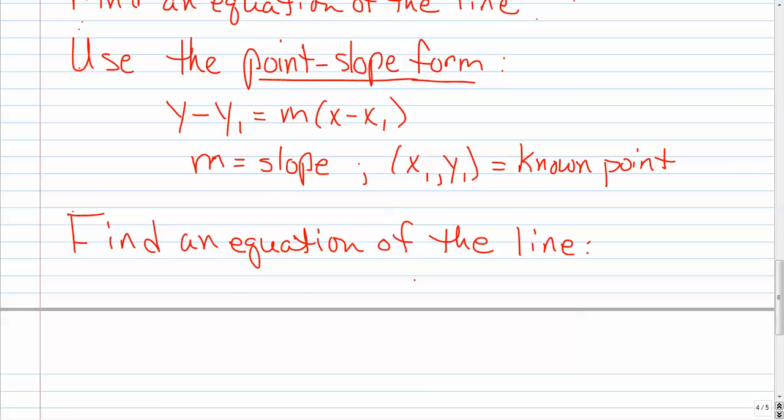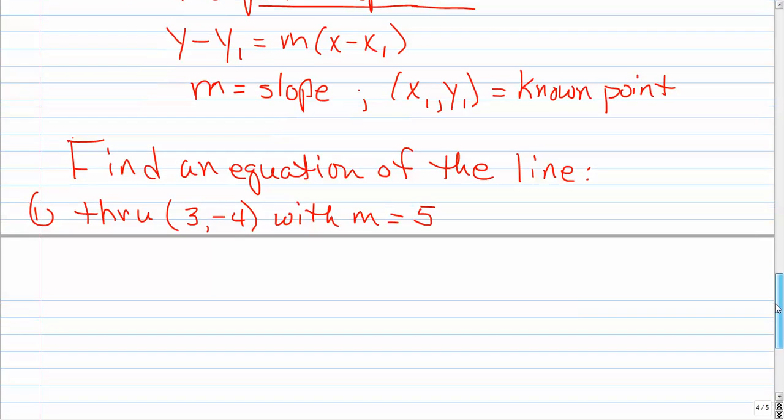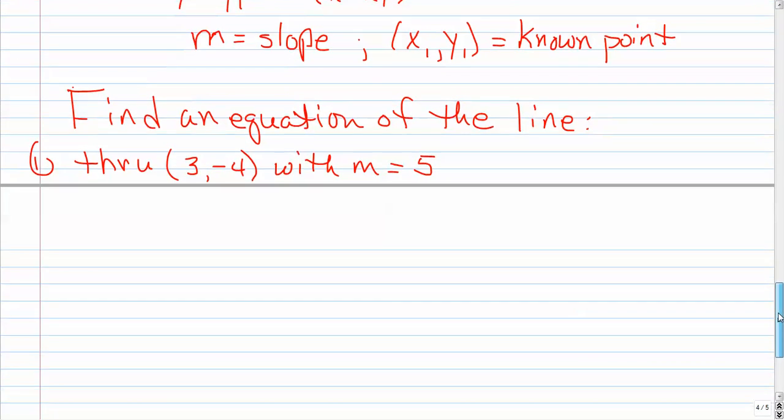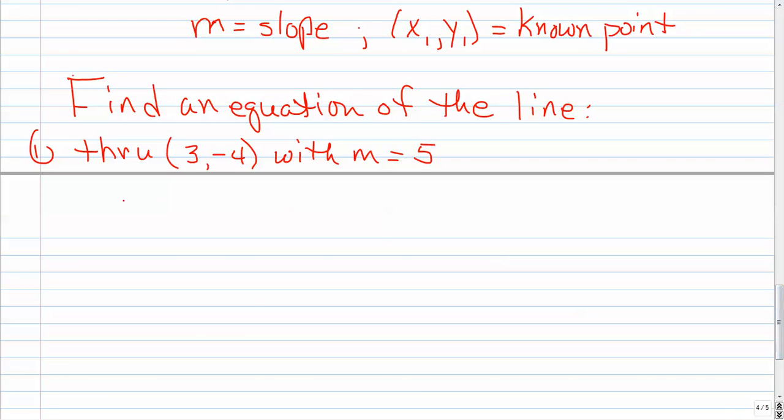So I want to find an equation of the line, first of all, that's passing through the point 3, negative 4, with slope equal to 5. So you're given the two things that you need to find the equation of the line. You're given the point on the line and the slope of the line. I'm just going to move down here, and I'll rewrite the point-slope form.